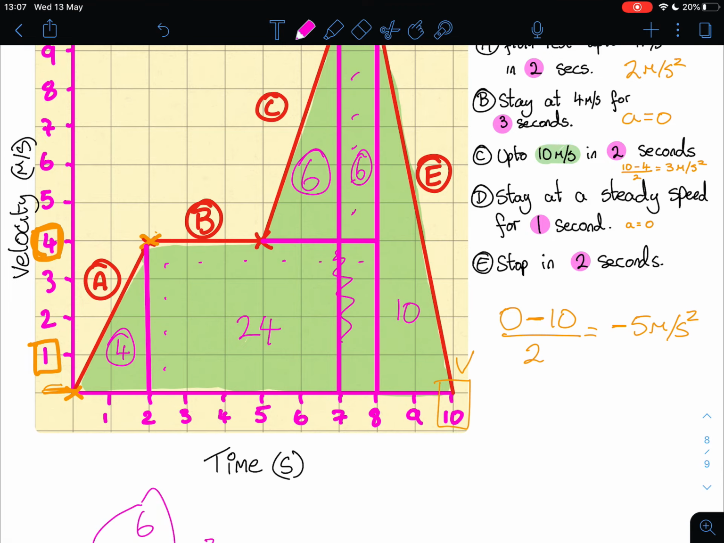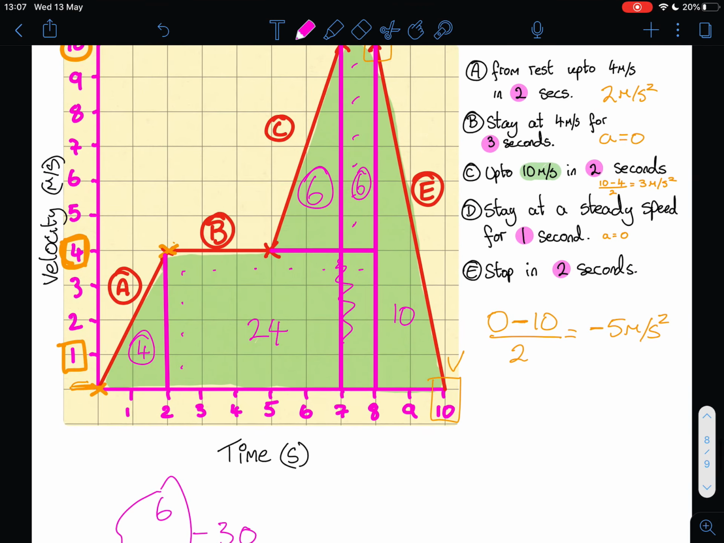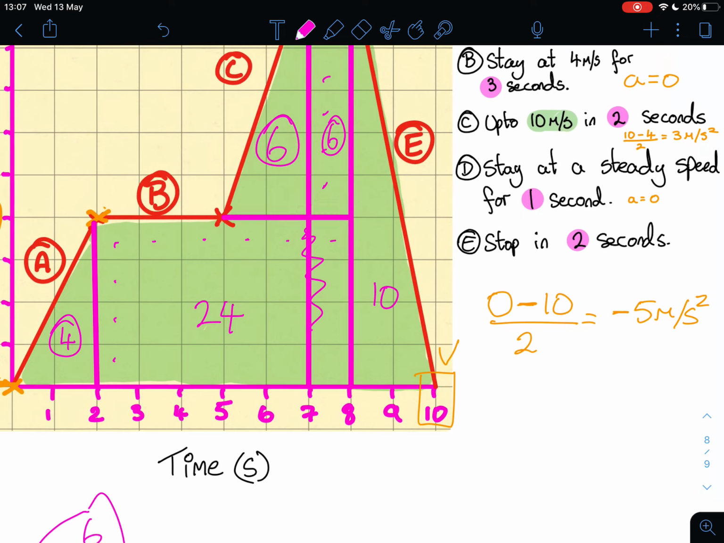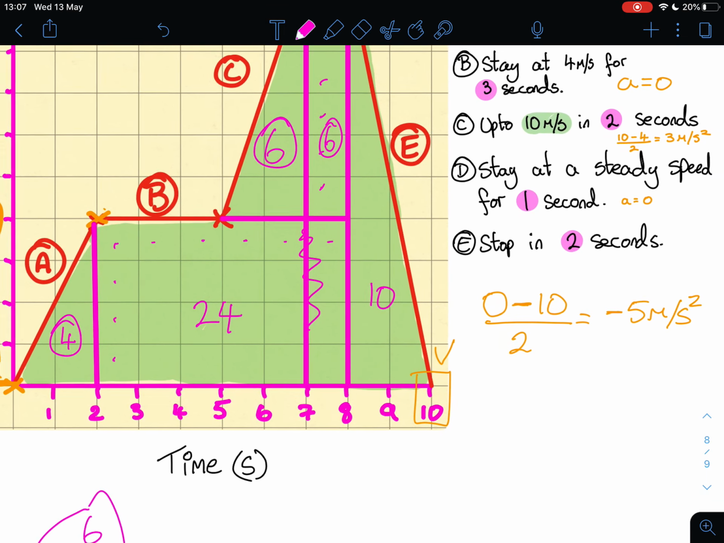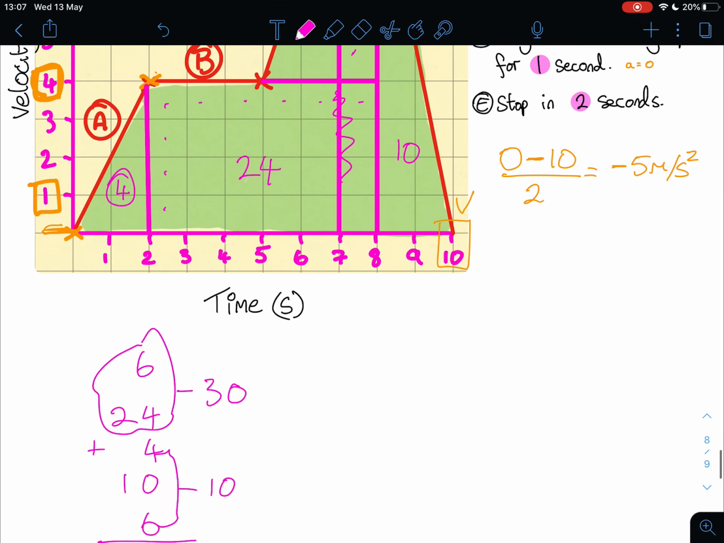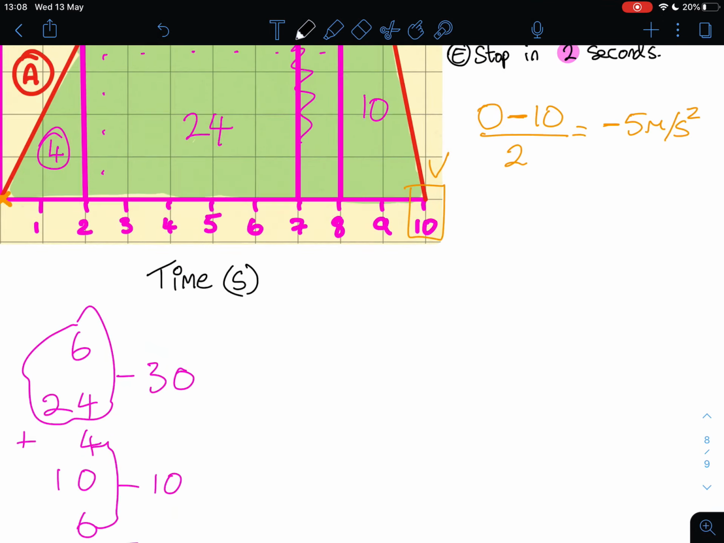The area under the velocity time graph is the distance travelled. You chop it up into triangles and squares, add it all together, that's the distance. So that's my final thing to write today.